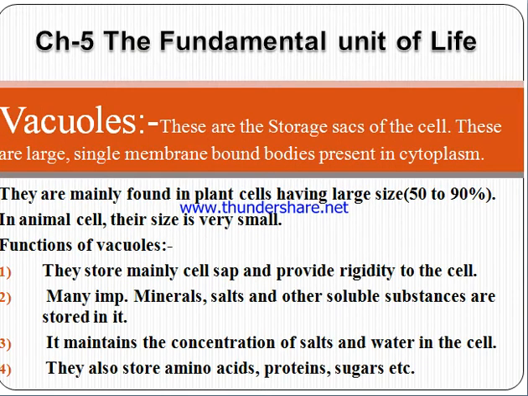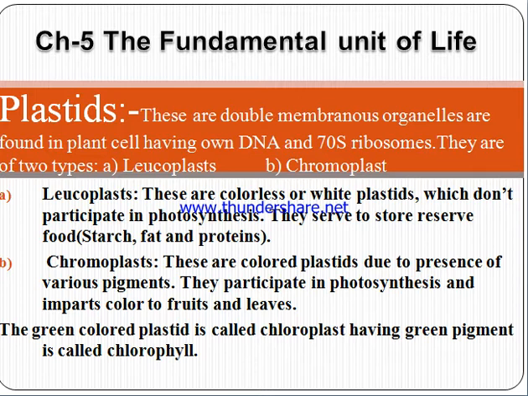Next we come to the vacuoles. These are storage sacs, especially present in the plant cell and very small in the animal cell. They store cell sap and provide rigidity to the cell, and some important minerals, salts and soluble substances are stored in it.